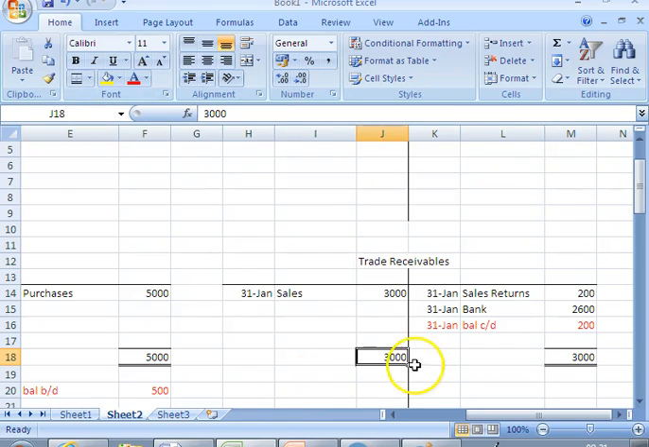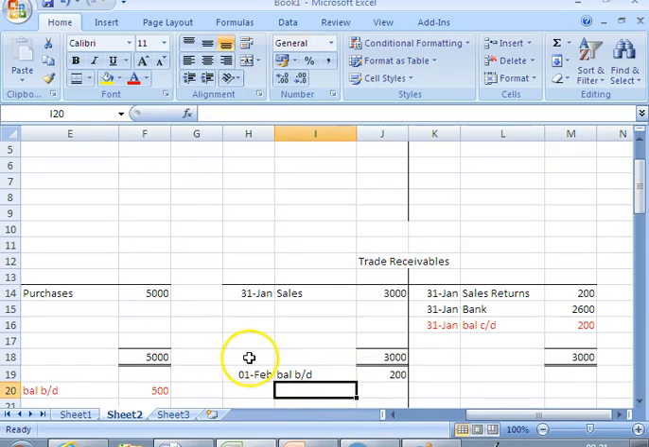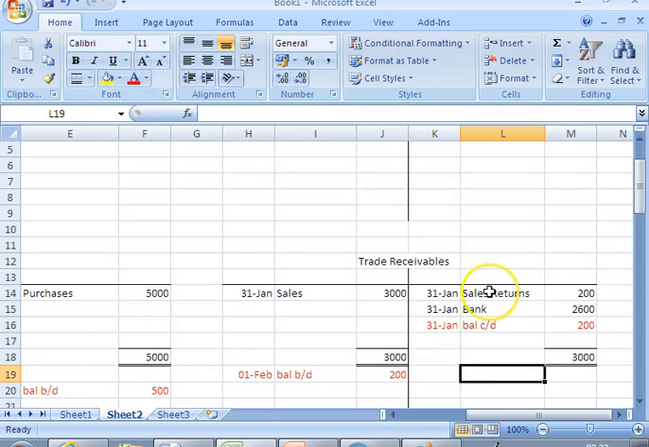Use the top and bottom lines, and then you have the balance carried down coming down to the other side on the 1st of February, basically saying this is the balance brought down, and this is 200 over here. Let's put that in red as well. So there we go. What are we saying here? You sold some goods on credit. You are owed 3,000, because that's what this is saying.